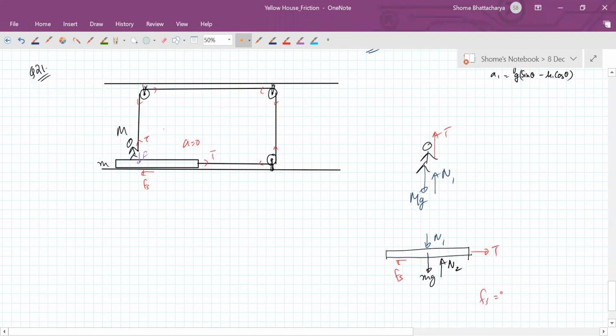So static friction should balance tension, but static friction is less than or equal to mu N2. So from that you will get there. So just solve this and try to work out the answer yourself.